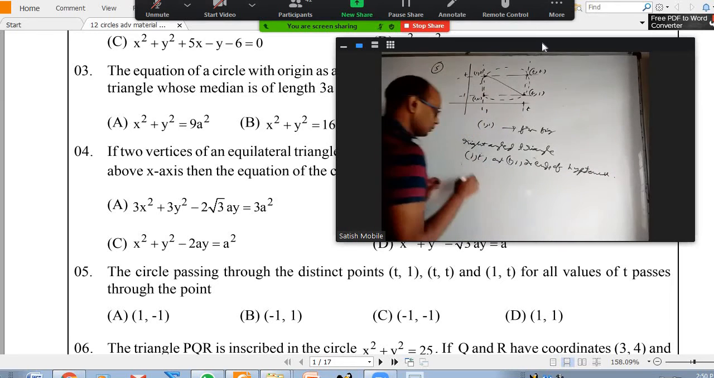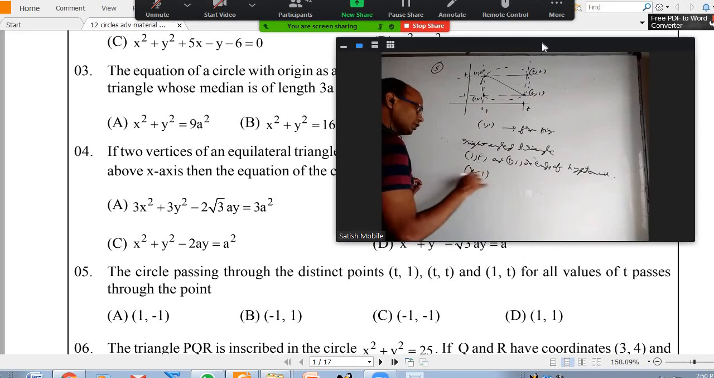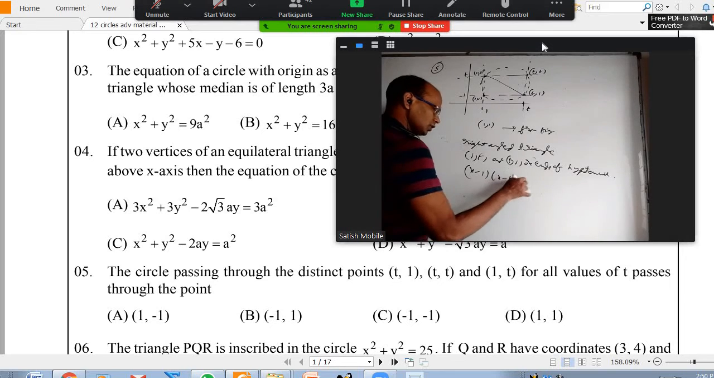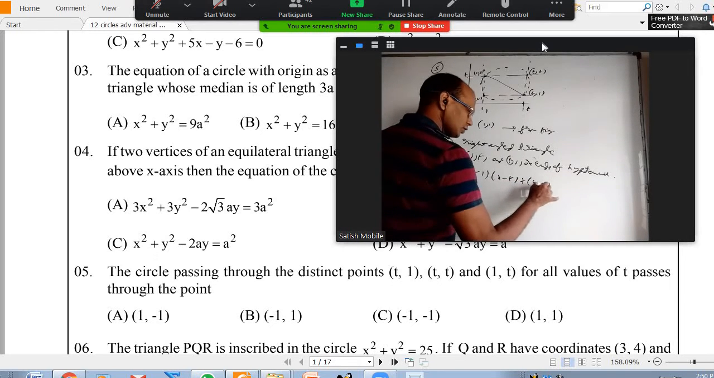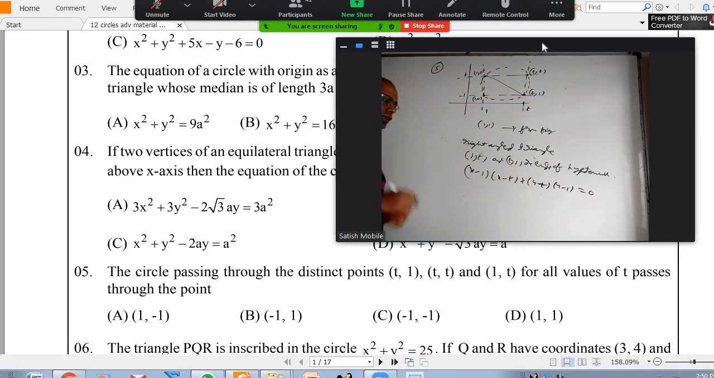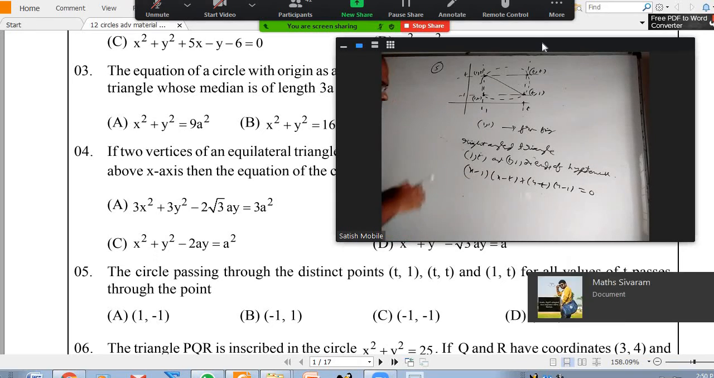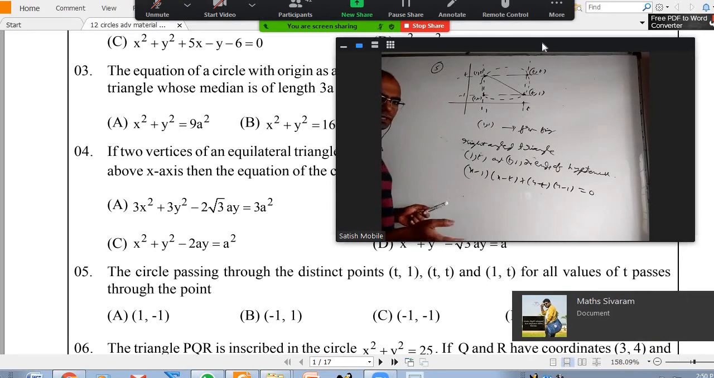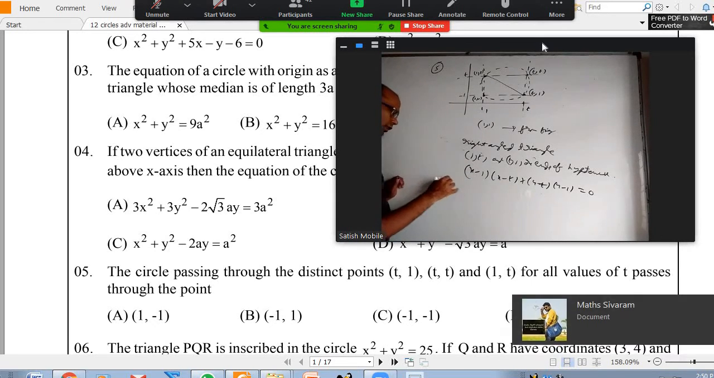So they are ends of a diameter. So (x − 1)(x − t) + (y − t)(y − 1) = 0. Whatever t you take, the circle should always pass through one point. What is that? You can expand and separate wherever t is there and wherever t is not there.